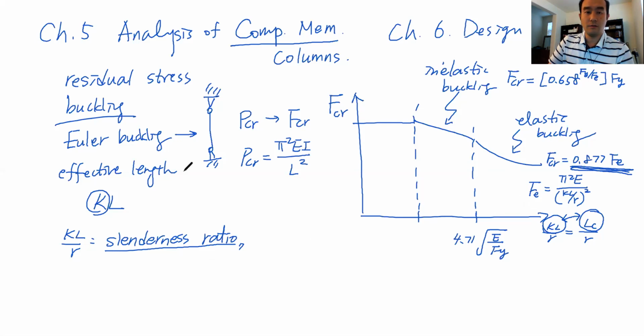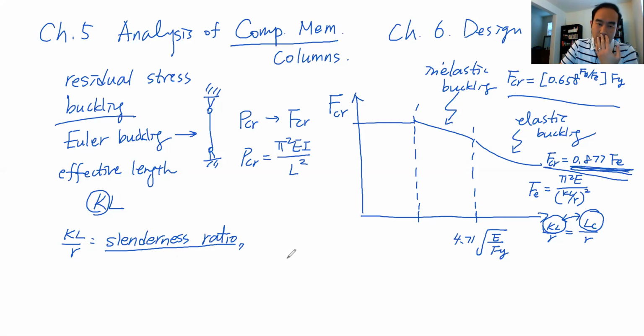So that's the analysis. And one more. The way to calculate the capacity, and these three methods are going to be used in the design as well. The way is using the equation, and these are two equations that we have, right? Depending on the elastic and inelastic buckling range.